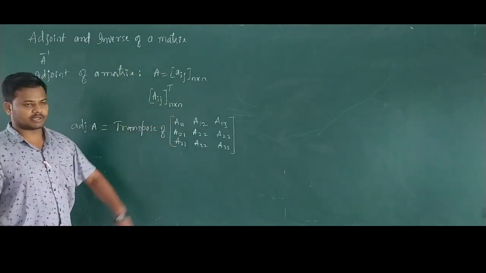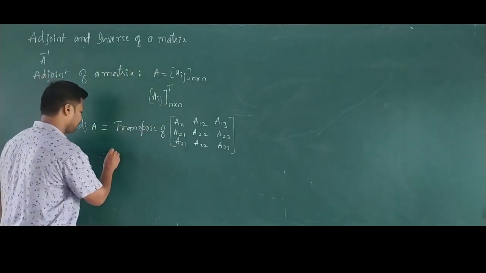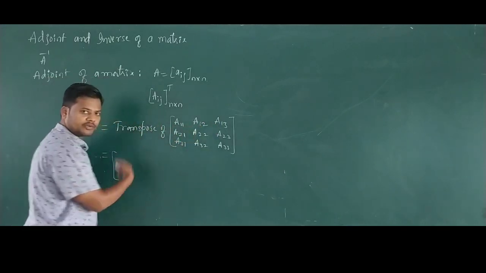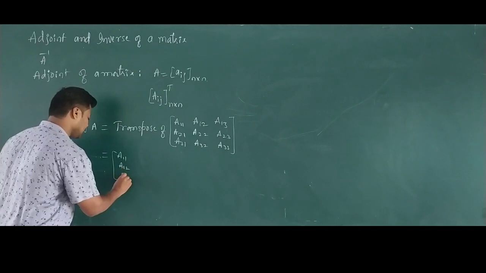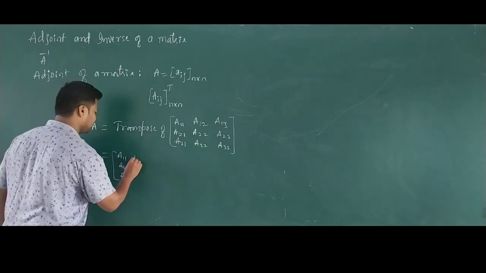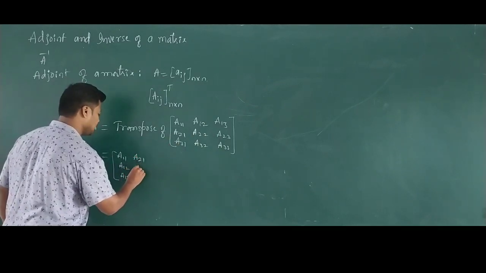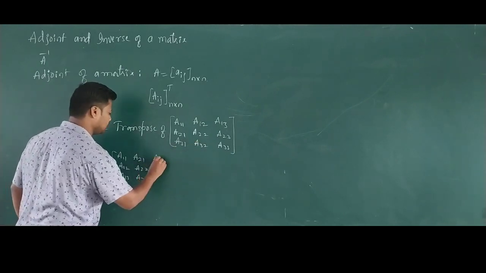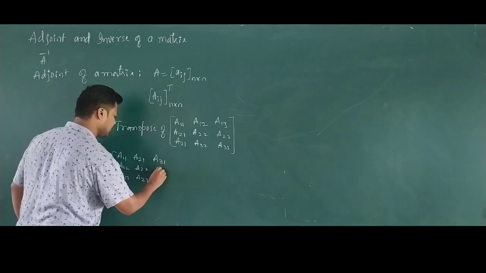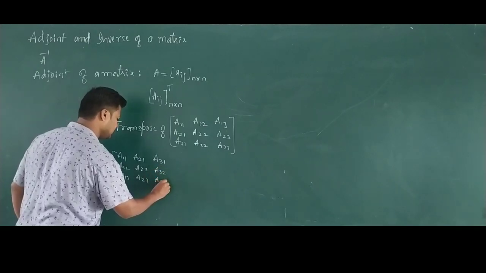Now the transpose: the first row A11, A12, A13 becomes the first column. The second row becomes the second column, A21, A22, A23. The third row becomes the third column, A31, A32, A33.